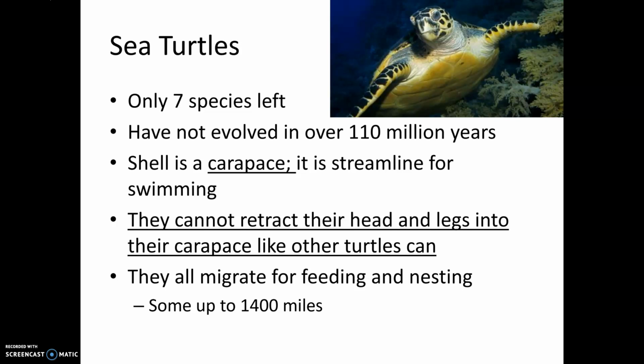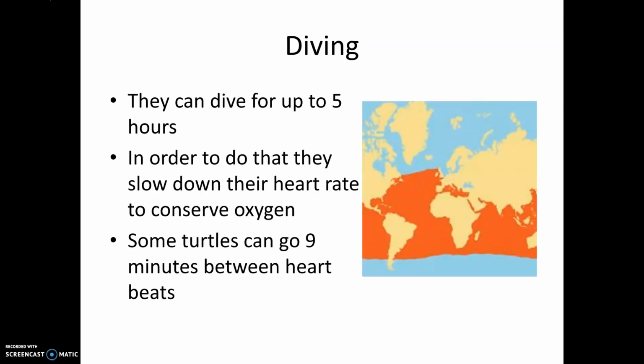A few more interesting facts about sea turtles is about their diving. So sea turtles can dive for about 5 hours. And remember, these are air breathers, so that means they can hold their breath for up to 5 hours. That seems like an extremely long amount of time.